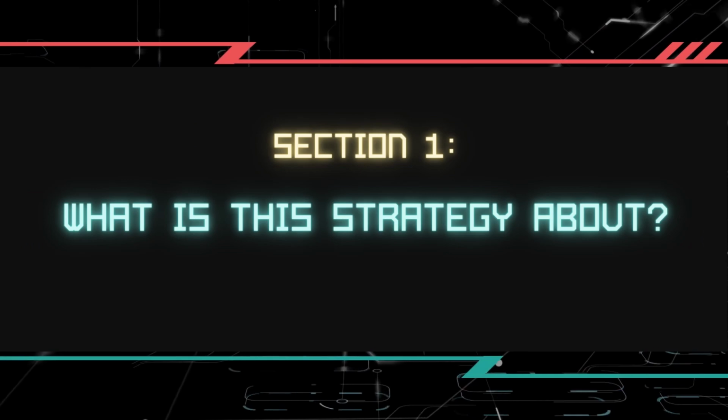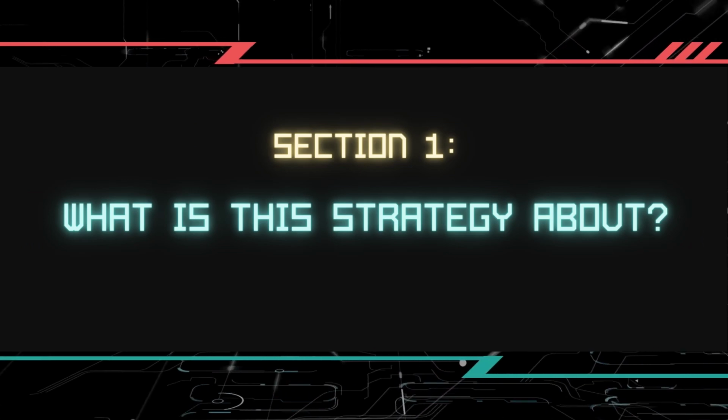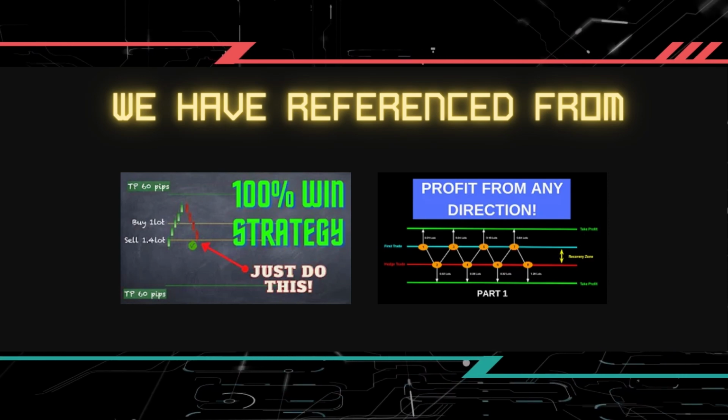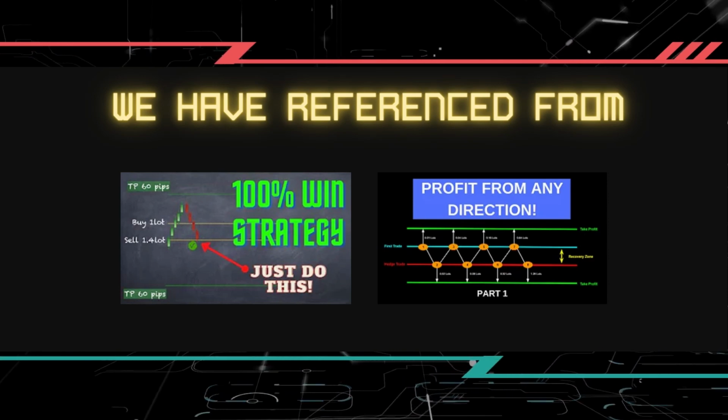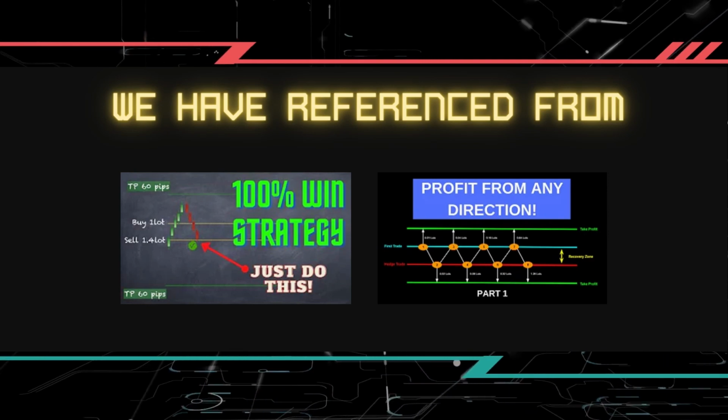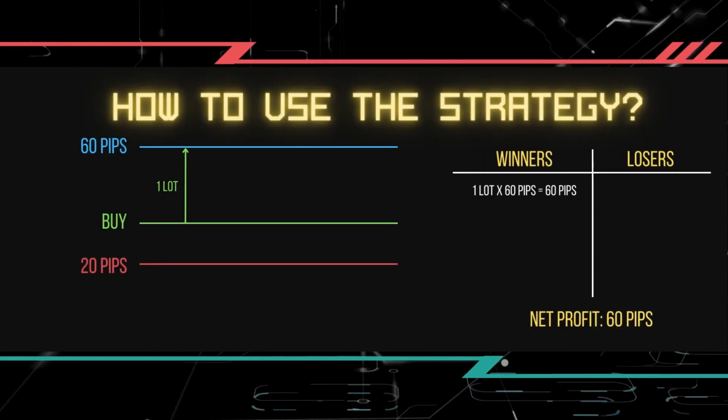First, let us share with you how we use the recovery range strategy. We have referenced this strategy from the 2 YouTube videos and their link is in the description. The example in the YouTube video suggests that we enter a buy trade with one lot and a take profit of 60 pips and a stop loss of 20 pips.